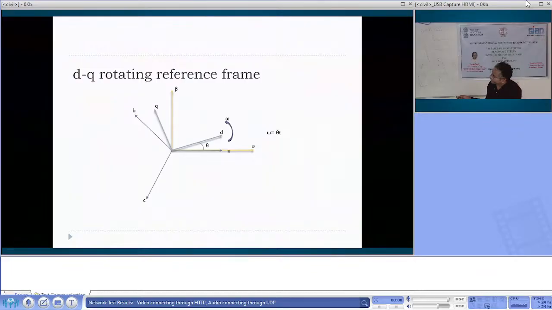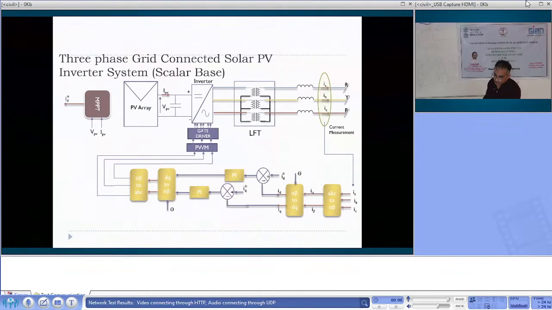You have to have one more DQ axis which is rotating. D and Q axis. One is fixed, alpha beta are stationary, and this D and Q axis are rotating with the frequency omega of the grid frequency, and you have to orient your voltage along the D axis.